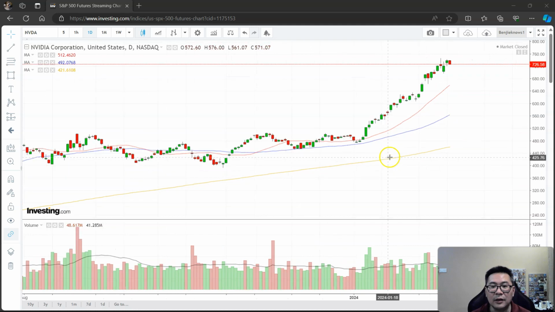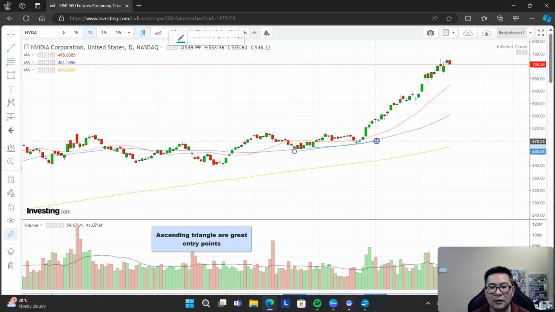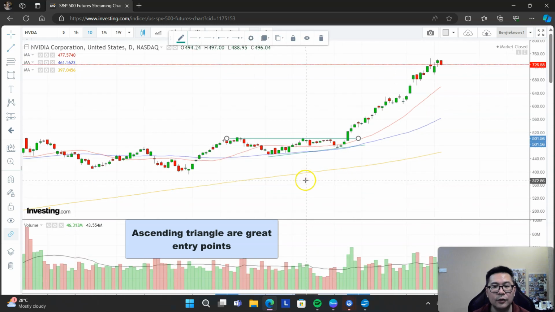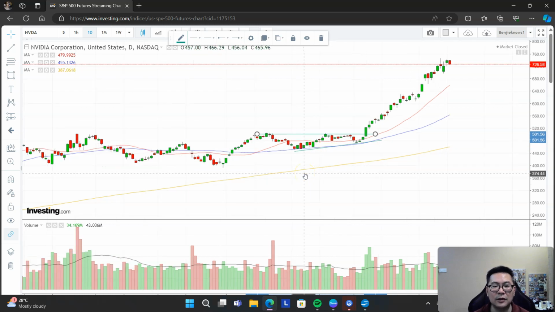And the second thing we can learn from NVIDIA is that we can buy continuation patterns. Here we have an ascending triangle in the stock, higher low, same highs, and when it broke out, this is a buy setup with a stop loss below. So it's always important to look for continuation patterns when the stock is in an uptrend.